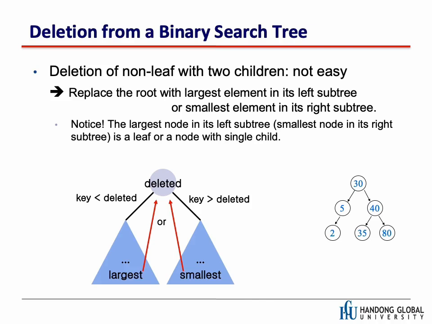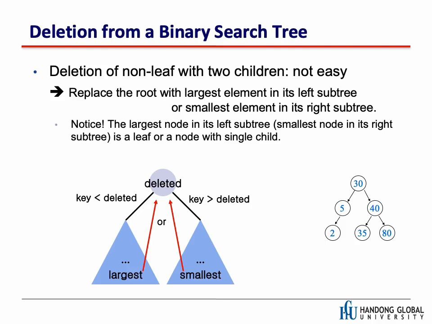So all the time, the largest node in its left subtree is a leaf or a node with a single child. It cannot have 2 children. If it has 2 children, then that's not the largest node because the right child is larger than itself. Likewise, the smallest node in the right subtree is a leaf or a node with a single child. If it has 2 children, then that's not the smallest node because the left child is smaller than it.